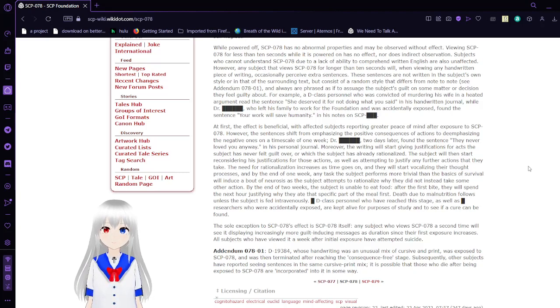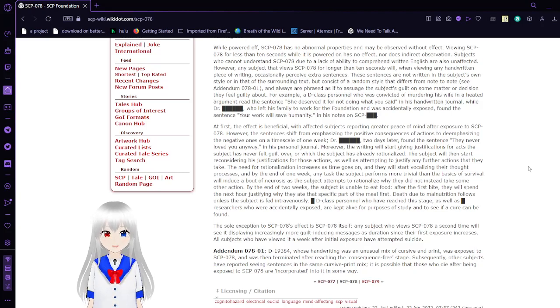At first, the effect is beneficial, with affected subjects reporting greater peace of mind after exposure to SCP-78. However, the sentences shift from emphasizing the positive consequences of actions to de-emphasizing the negative ones. This is on a time scale of 1 week. Dr. [redacted], 2 days later, found the sentence, "They never loved you anyway," in his personal journal.